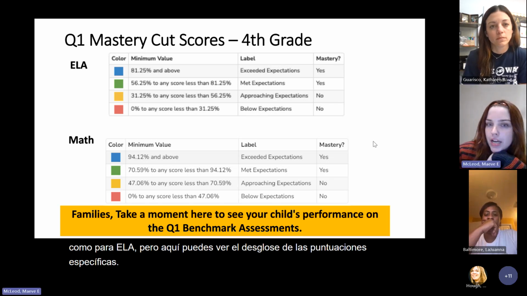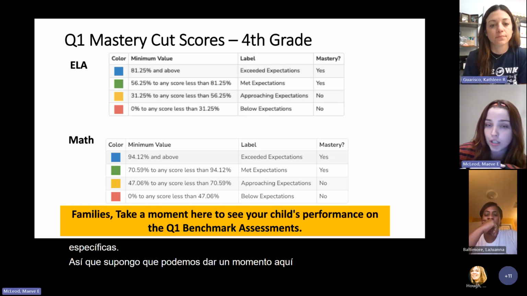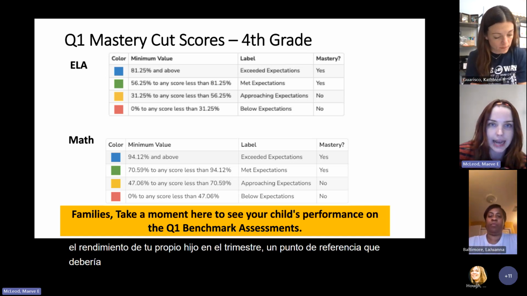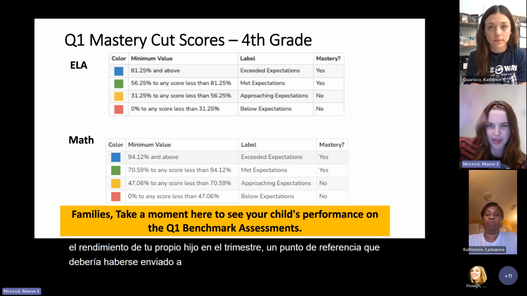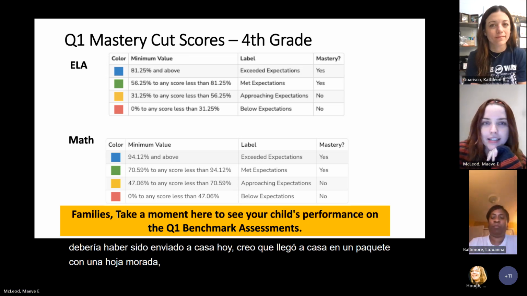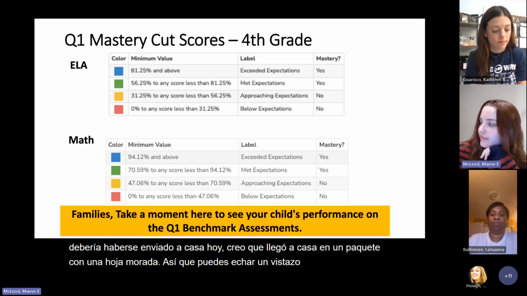So I guess we can give a moment here if you want to check your own child's performance on the quarter one benchmark. That should have been sent home today. I think it came home in a packet with a purple sheet on it. So you can take a look there at where they fell.